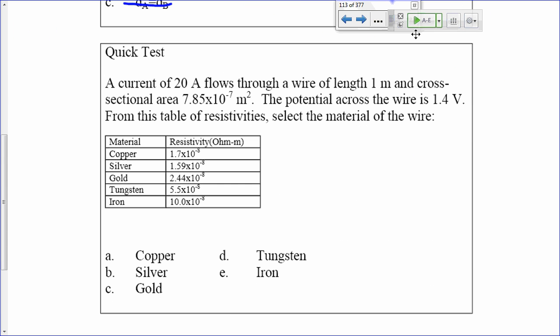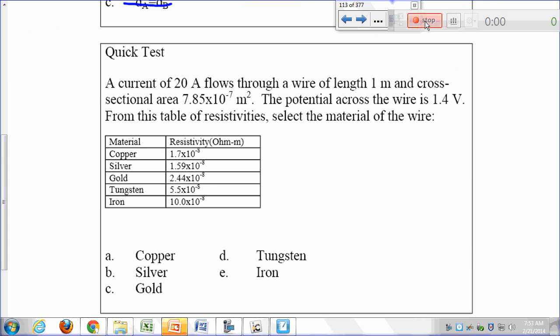Let's try this one. If you have an unknown metal, a really nice way to find the type of metal that it is is to measure its resistivity, and that's what we're doing here. It's calculating its resistivity and then picking it from a list of known metals. Couple steps here. Use Ohm's law, find the resistance, and then determine the resistivity.